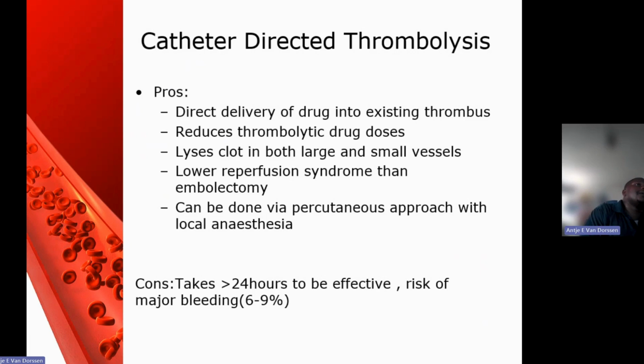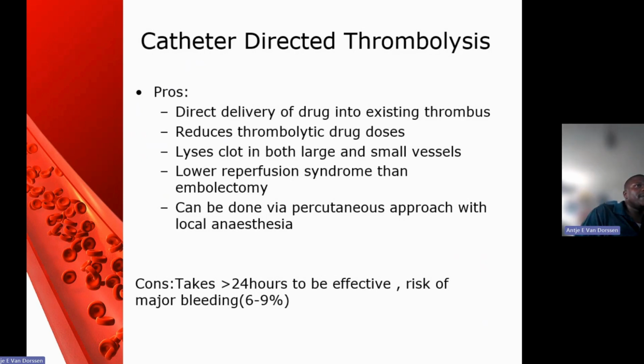The good part about it is that you can deliver the drug into the existing thrombus directly, and it will reduce the amount of drug that is needed. It lyses the clot in both large and small vessels. There's lower reperfusion syndrome than with an embolectomy, because you break down the clot quite slowly, whereas when you do an embolectomy, once you relieve the clot, all the toxins and the free radicals just flow back.